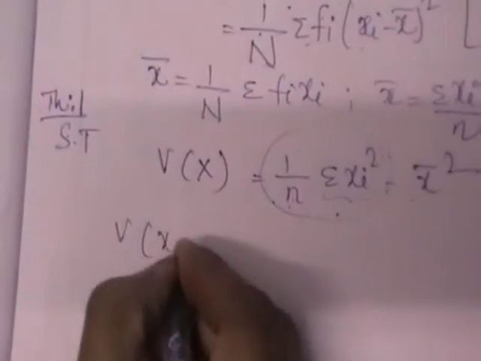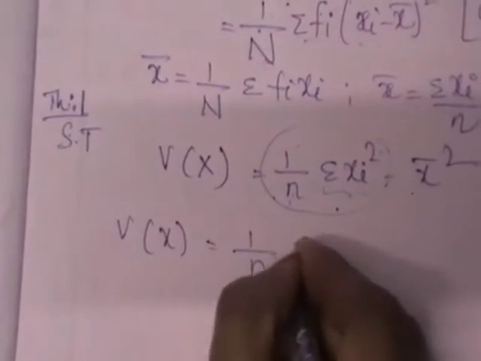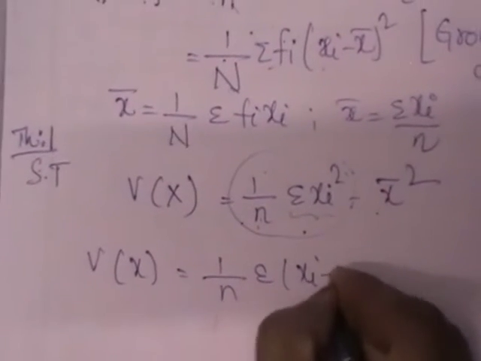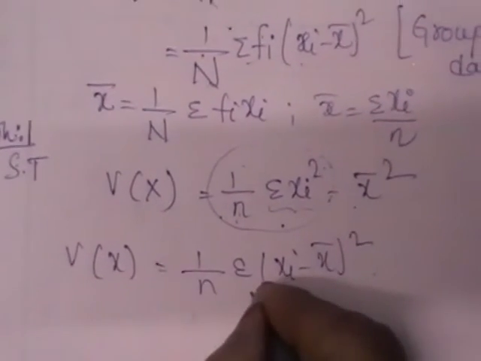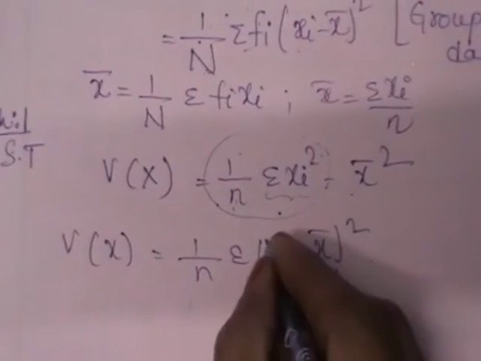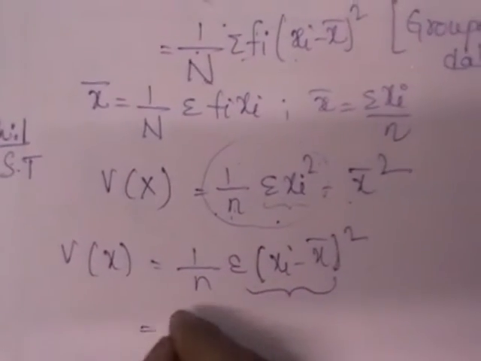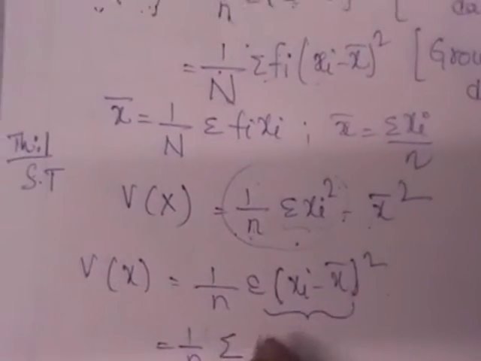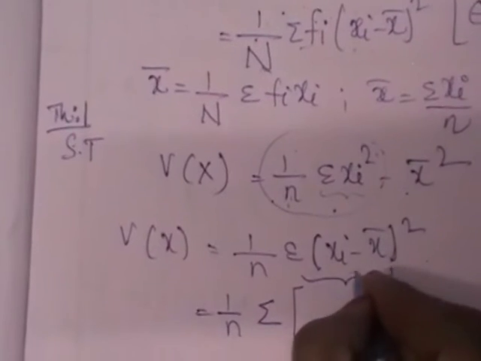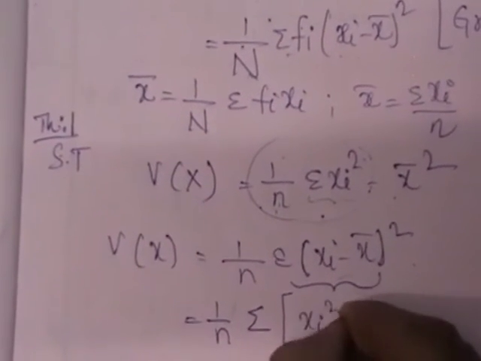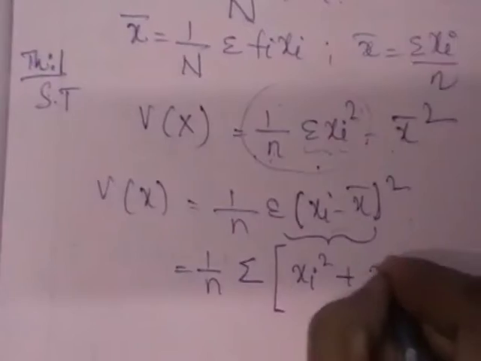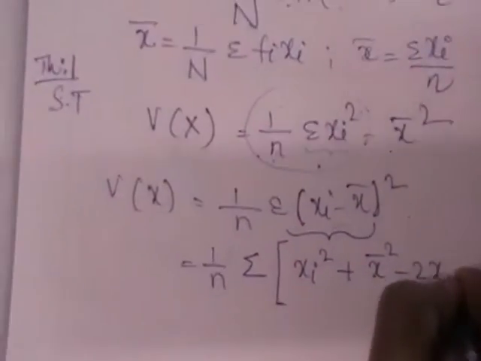So what is the formula for variance of x? 1 by n sigma xi minus x bar whole square. You have this as the original formula. If you observe here, it is in the form a minus b whole square. So put the 1 by n sigma as it is, and try to expand this using the identity a minus b whole square equals a square plus b square minus 2ab.